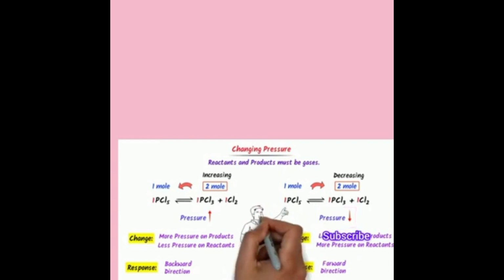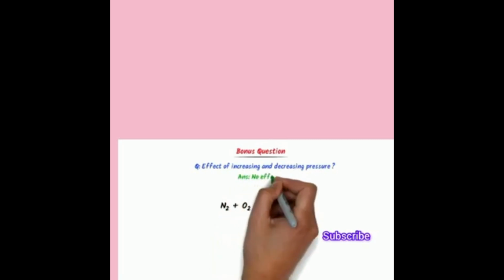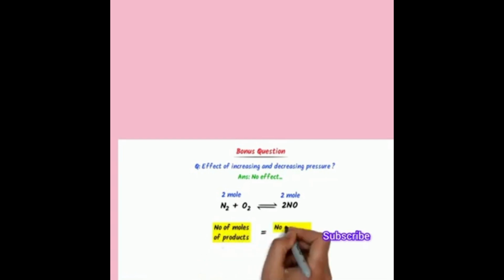So using this simple trick, we can easily calculate the effect of change of pressure on chemical equilibrium. Here, let me teach you one bonus question. Consider this reversible reaction. What will be the effect of increasing or decreasing pressure? Well, the answer is simple. Increasing or decreasing pressure has no effect on this chemical reaction because the number of moles of reactants is 2 and the number of moles of products is also 2. So note it down that if the number of moles of reactants is equal to the number of moles of products, changing pressure doesn't affect the chemical equilibrium.